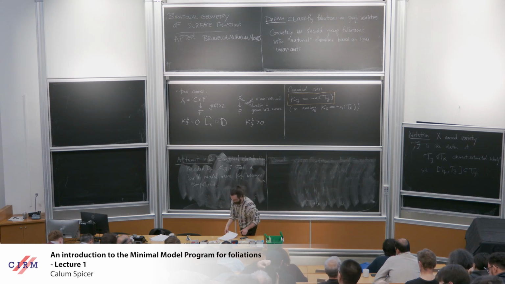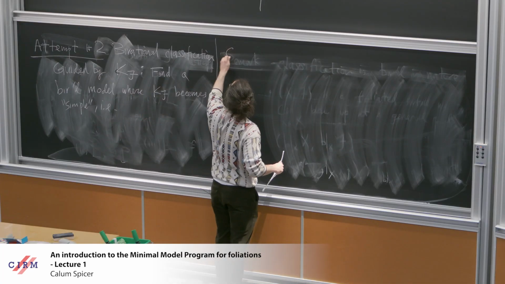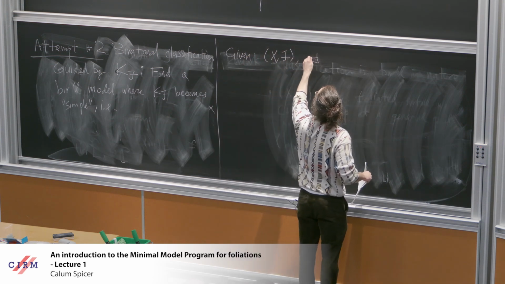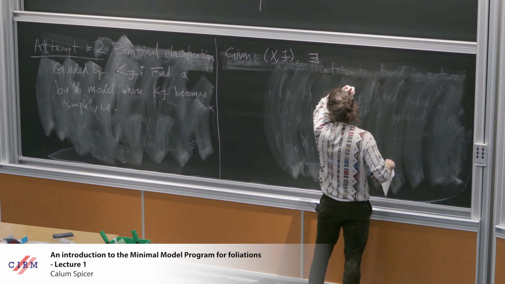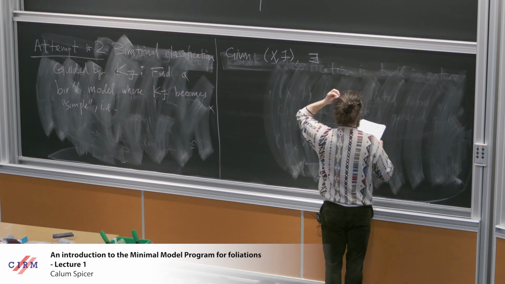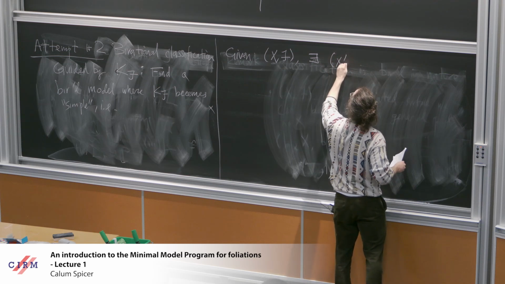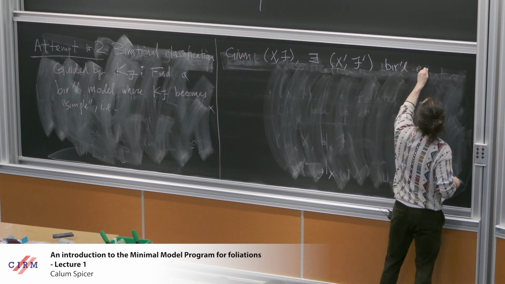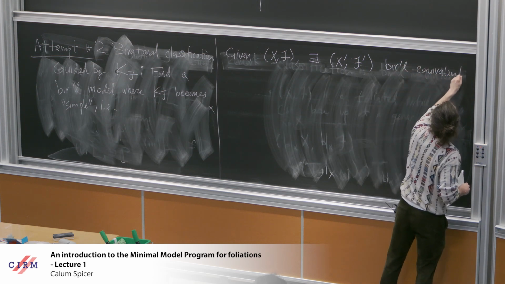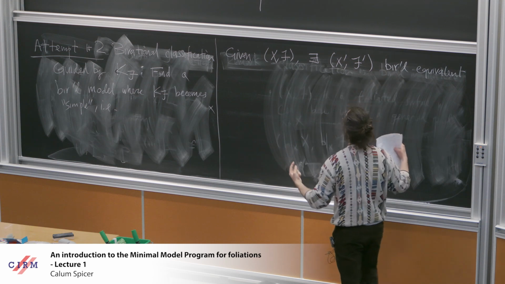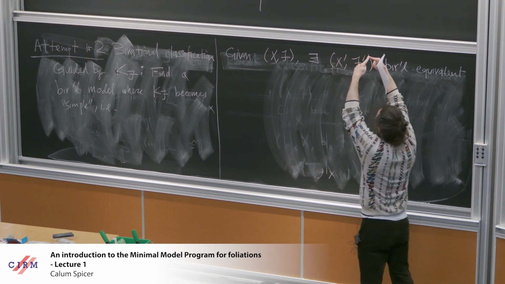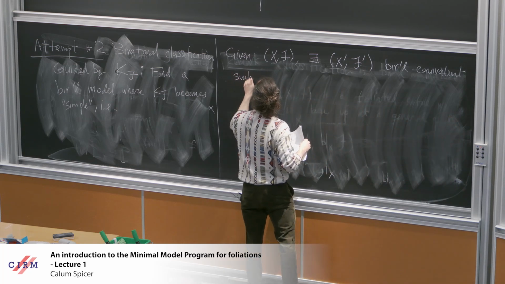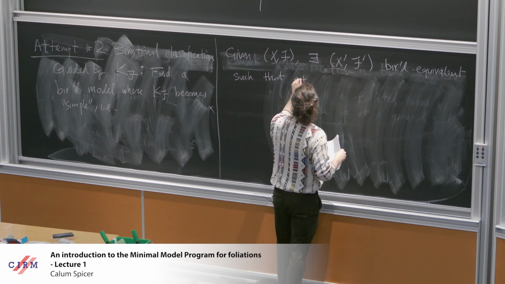So what we predict is that, given XF, we conjecture that there exists a birationally equivalent surface fibration, or surface foliation. So in other words, XF and X', F', you can do a bunch of blow-ups and you get the same object eventually, such that one of two things happens.